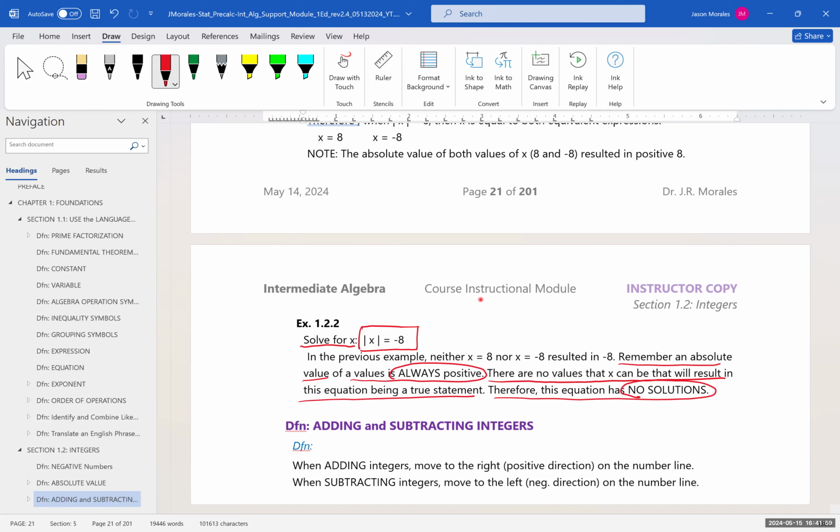So, for example, if we let x equals positive 8, then the absolute value of x would be the absolute value of 8, which is going to give us positive 8. And if x was negative 8, the absolute value of negative 8 is going to be positive 8. So in any of these two situations, your result is positive. And so there's no possible way to get a negative 8 out of an absolute value sign. So this would be an example where there are no solutions. There's no value of x that'll make this a true statement.